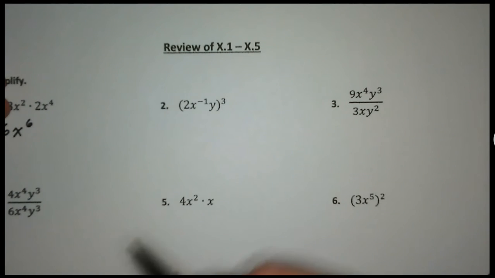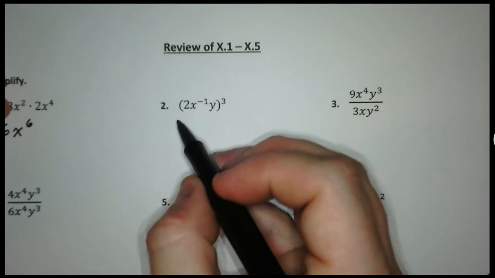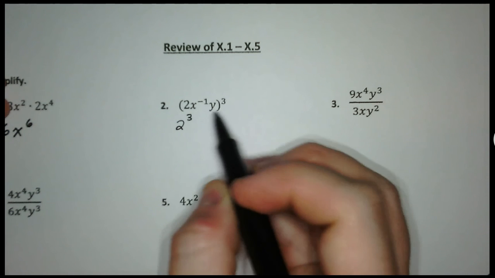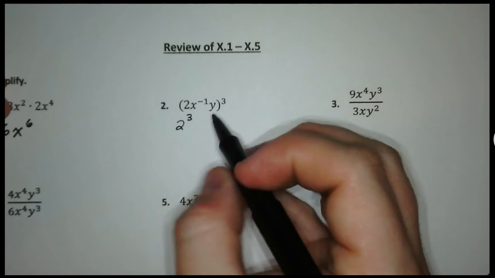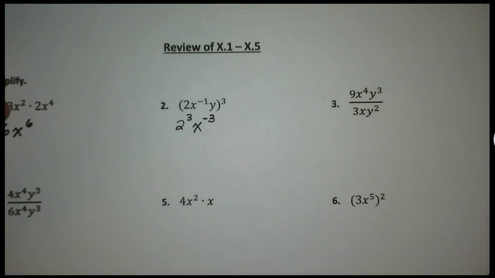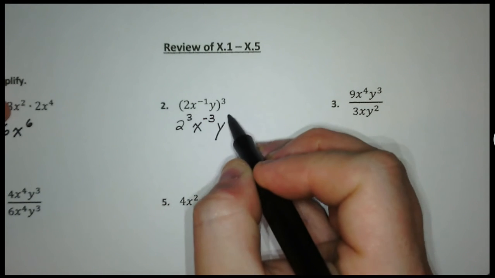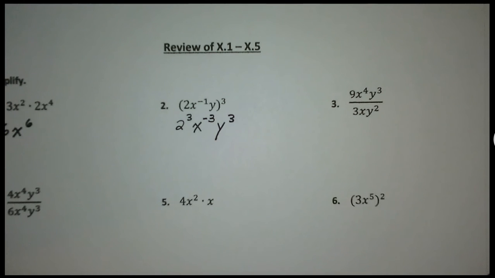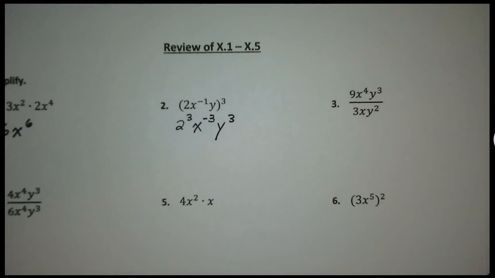So here we go. I'll play it like that. 2 to the first to the third, when you multiply the powers, the power of 1 times the power of 3 is 3. And then x to the negative 1 to the third, when you multiply those powers, you get negative 3. And then y to the first to the third, you multiply the powers and you get y to the third. Now, as far as cleaning this up, 2 to the third, since 2 is just a regular number, we could just say that's 8. 2 to the third is really just 8.